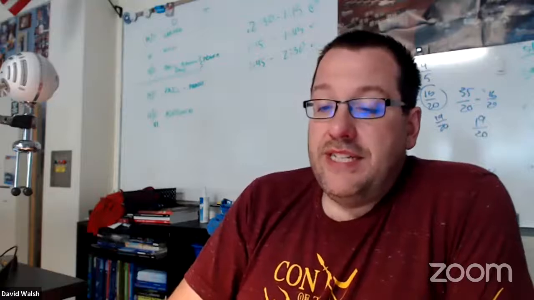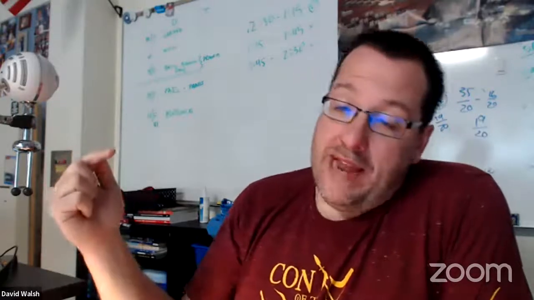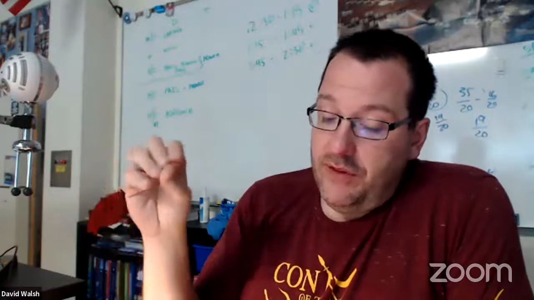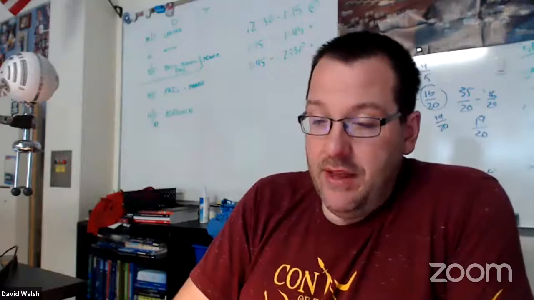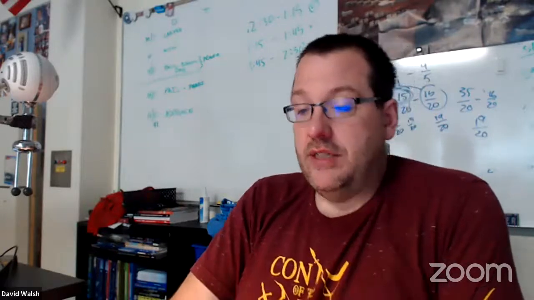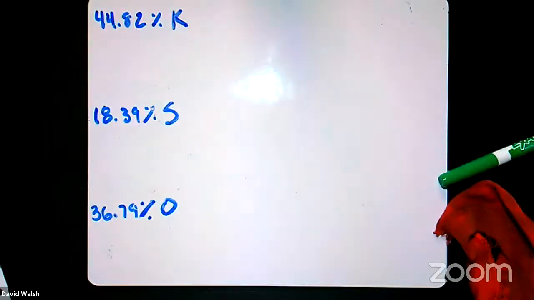So what we're going to do today is we're going to work our way backwards. We're going to start with percentages, and then we're going to find out what the formula is based on those percentages. So let me change my camera angle, and we will do a sample problem or two. Okay, so here's what we got.